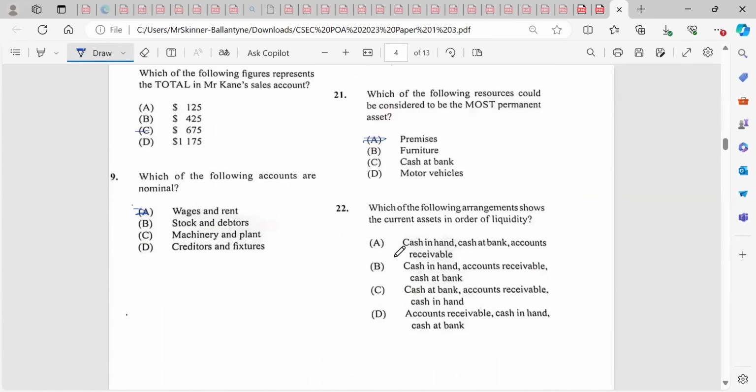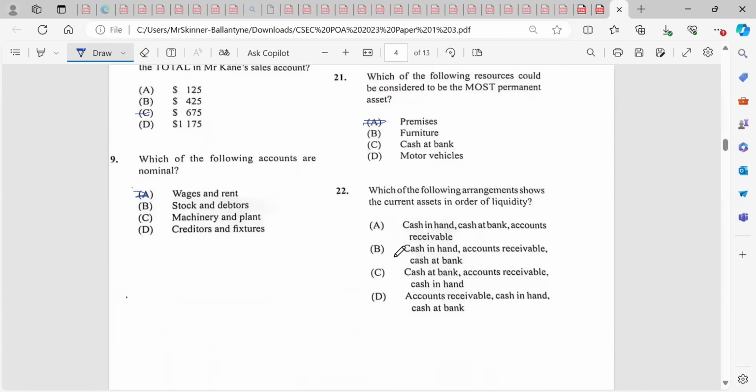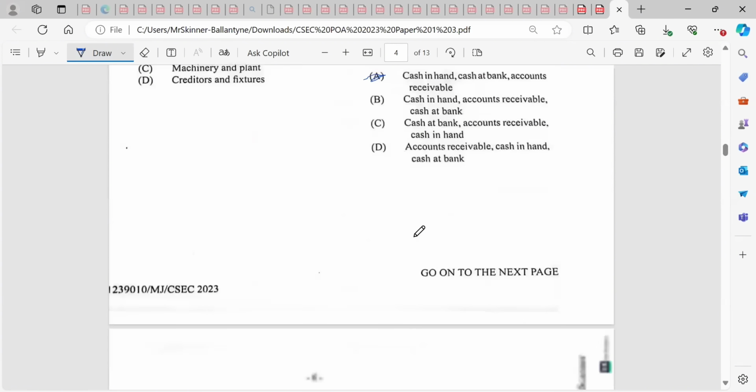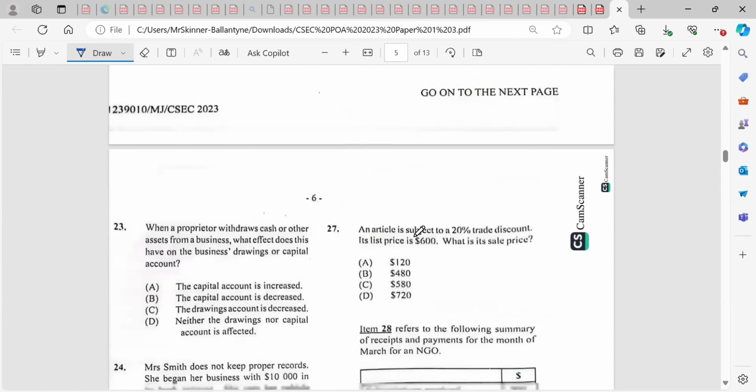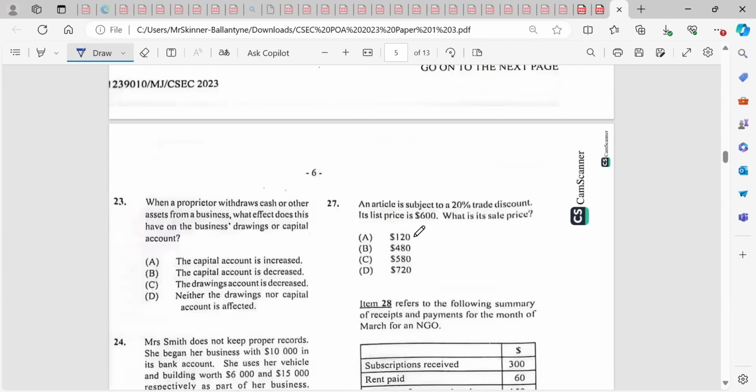Number 22, which one of these arrangements is order of liquidity? A, sir. Cash in hand, cash at bank, and cash account receivable. Correct. The one that is easiest to change to cash goes first. There is cash in hand and cash at bank. You just have to take out the money and boom, your cash, and then account receivable. Next one that comes often.